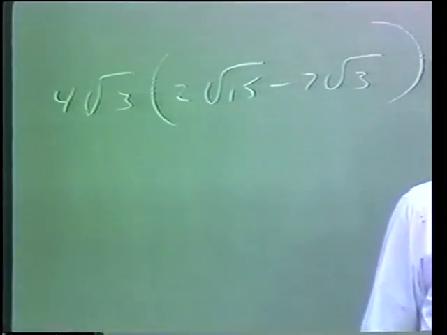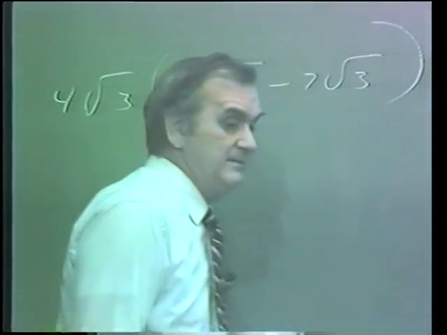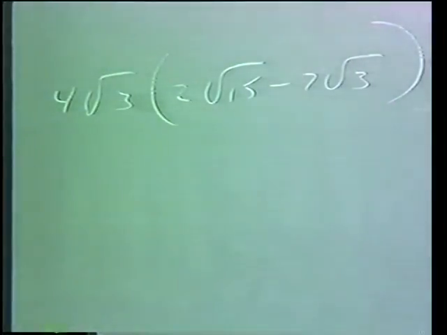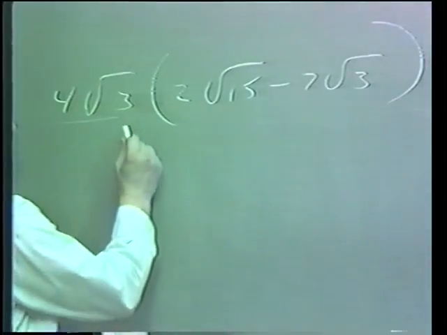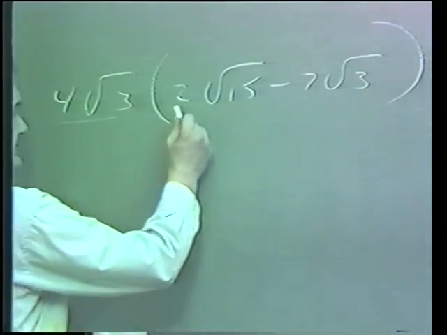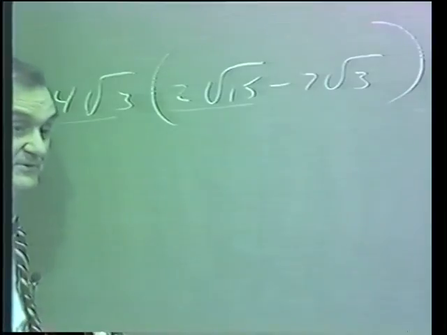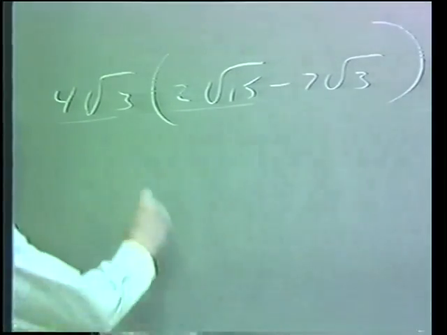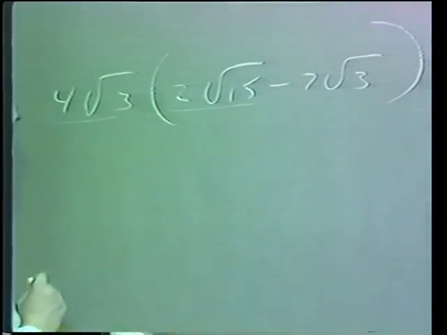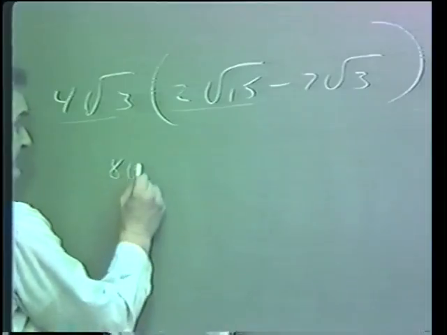Okay, let's take a look at this problem and show you how nice and easy this problem is. We're multiplying the first term, 4 square roots of 3, times the first term in the parenthesis, which is 2 square roots of 15. First of all, the coefficients: 4 times 2 is 8. 8 times the square root.